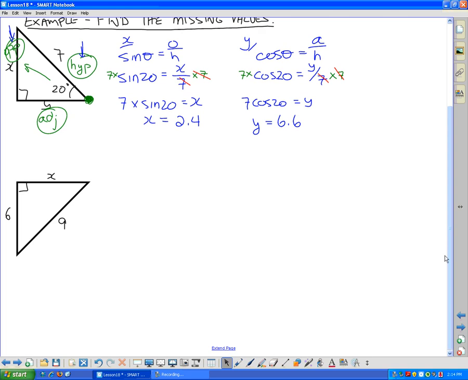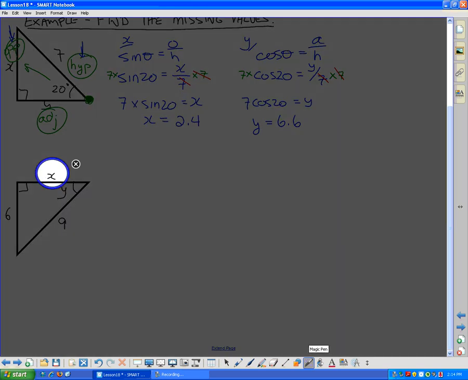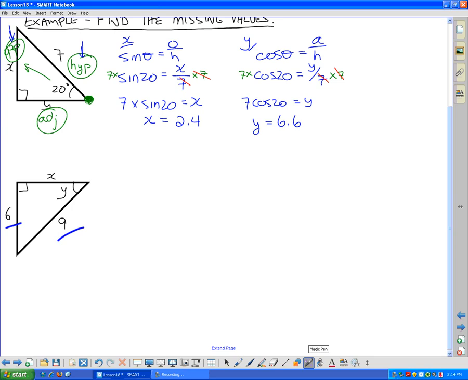I need to add in the one unknown here. Put it right there. So we're looking for x and y. In order to find x, if I have a right angle triangle and I know the other two sides, I can use Pythagorean theorem. So to solve for x, we know Pythagorean theorem is a squared plus b squared equals c squared. A and b are the two shorter sides. Doesn't matter which one you choose.